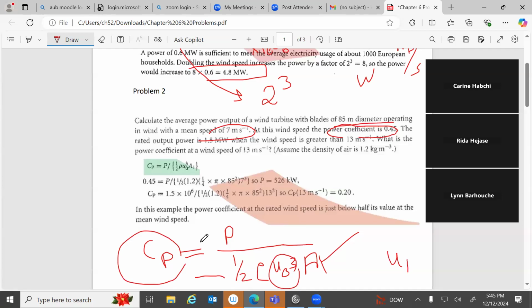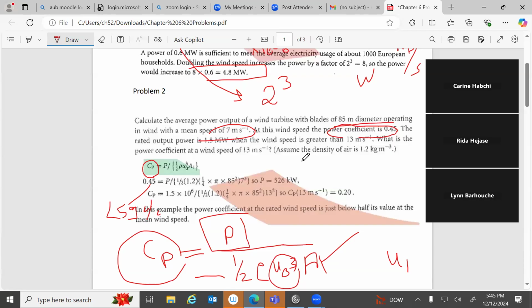So what is our only unknown in the first question? The only unknown is the power. To calculate the power, we multiply the coefficient of performance, which is 45%, as expected always smaller than 59%, the Betz limit, times half rho u0 cube times A1, and A1 is pi d square over 4.